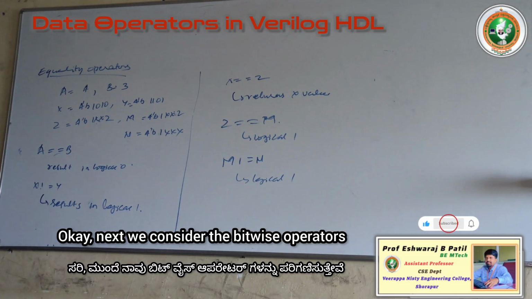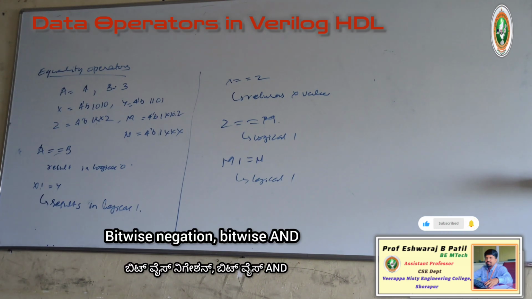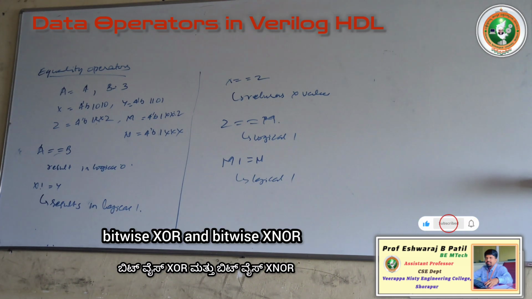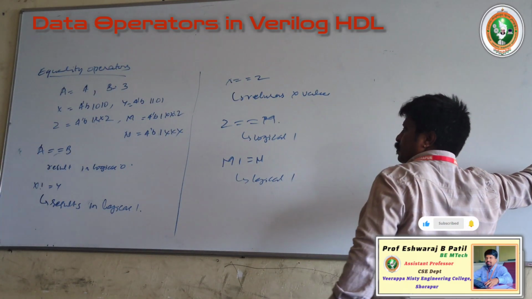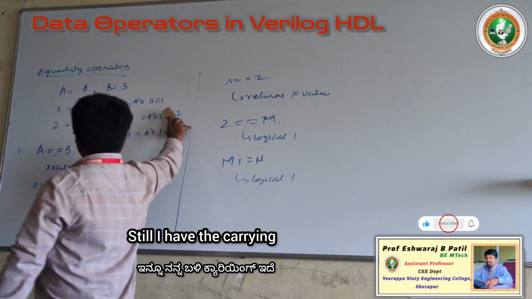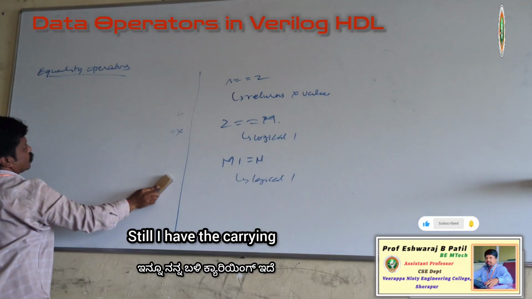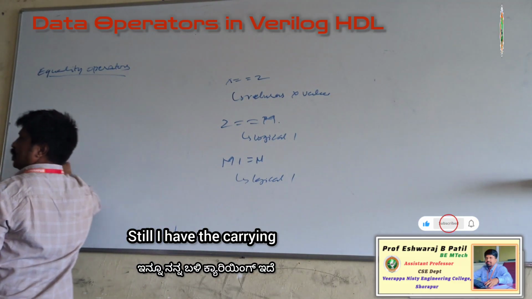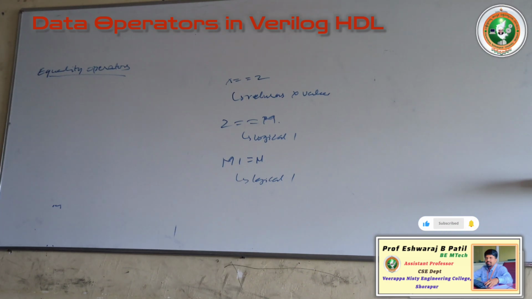Okay, next we consider the bitwise operators. What are the bitwise operators? Bitwise negation, bitwise AND, bitwise OR, and bitwise XOR. Okay, these four operators we will also see. Still I have 10 minutes.